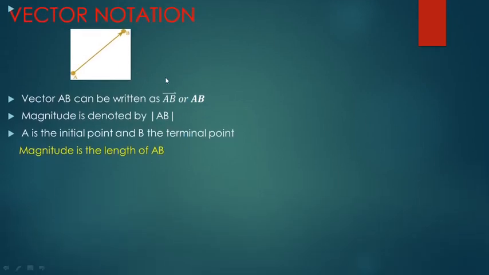Vector notation. When we talk about vector notation, it is the presentation of a vector. A vector AB is represented in the form AB with an arrow above, or AB in bold form. When we talk about a magnitude, how do you represent a magnitude? A magnitude, that is the length, you present in this form. This is how a magnitude is represented. So the magnitude is just the length, as I've said. The length of A to B is the magnitude of that vector.